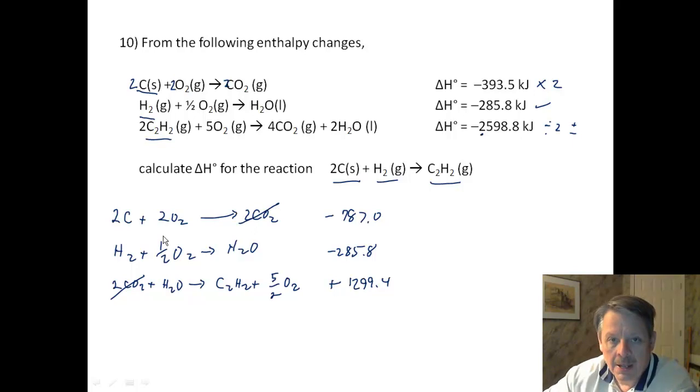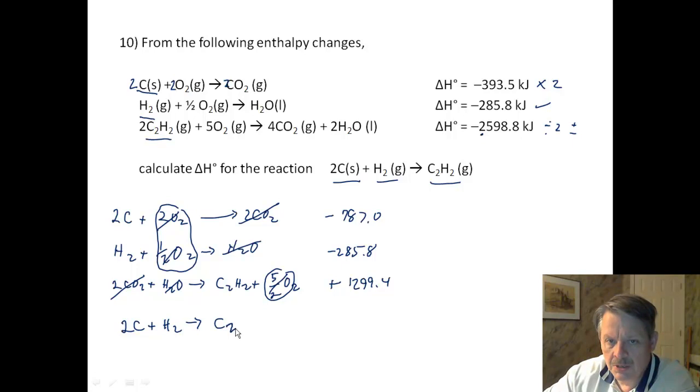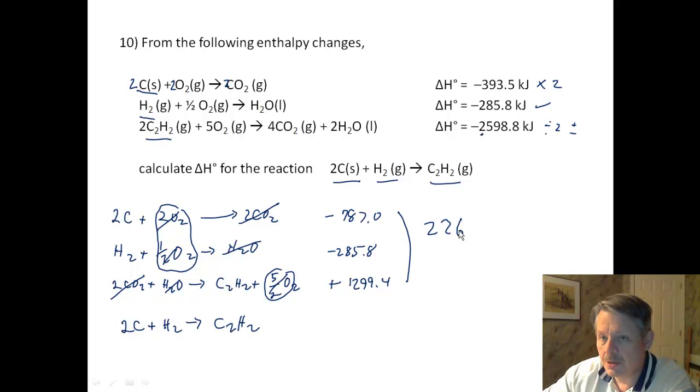All right. Now over here, I've got 2 O2s, and I've got half an O2. That's 2.5, or 5 halves O2. That's the same as this. So they cancel out. And I've got a water on the left and a water on the right. So I'm left with 2C plus H2 give me C2H2. So if I look at these numbers and I add them all up, I get 226.6, and that's positive, and that's kilojoules.